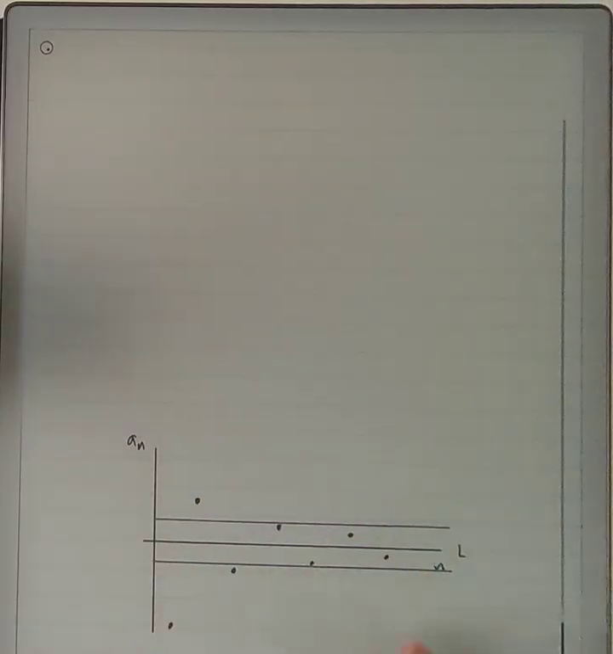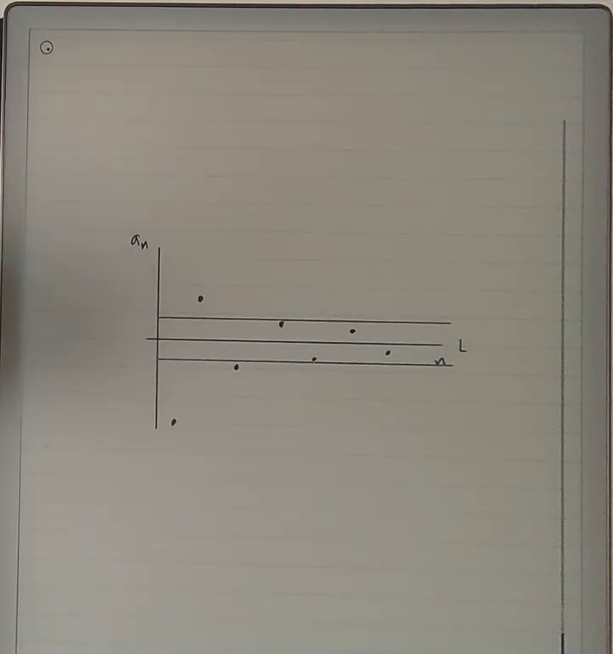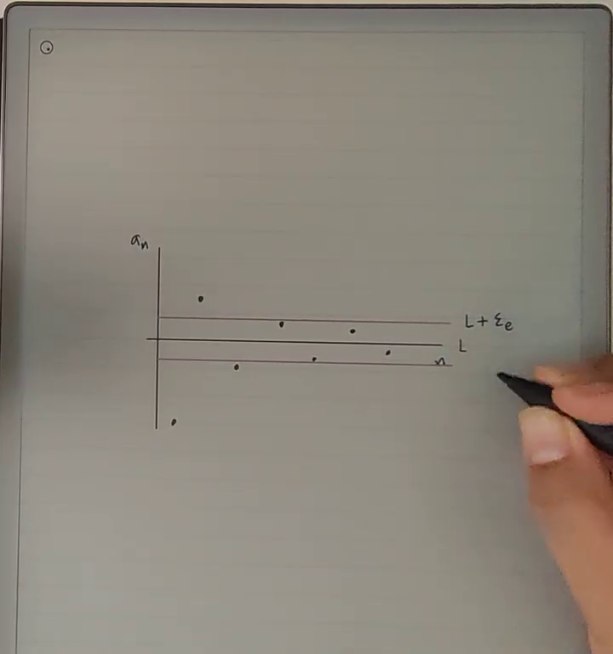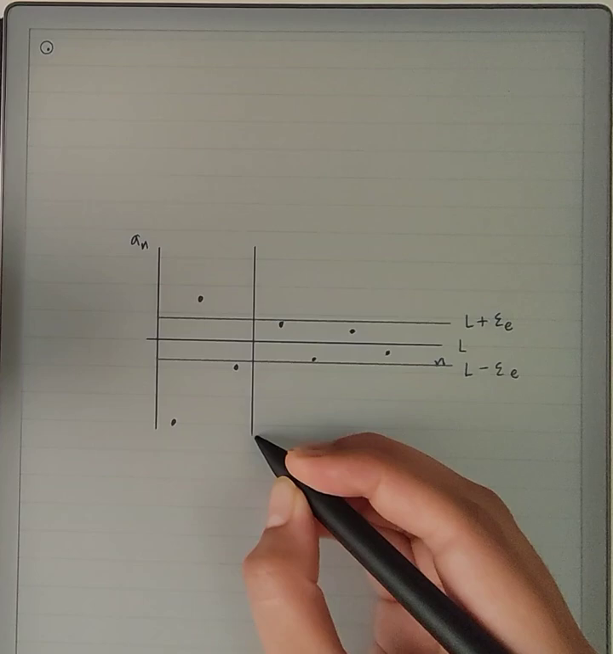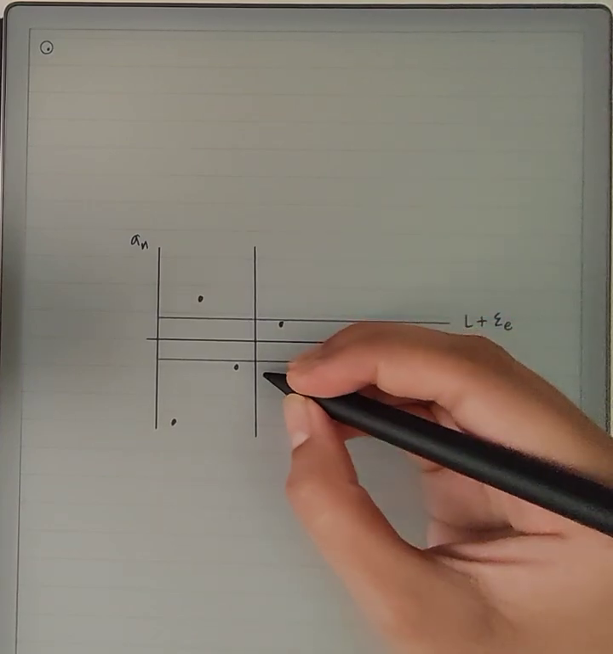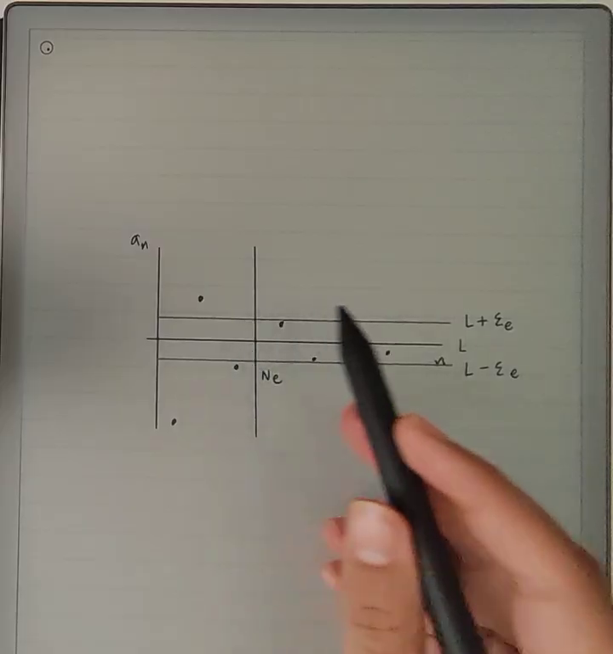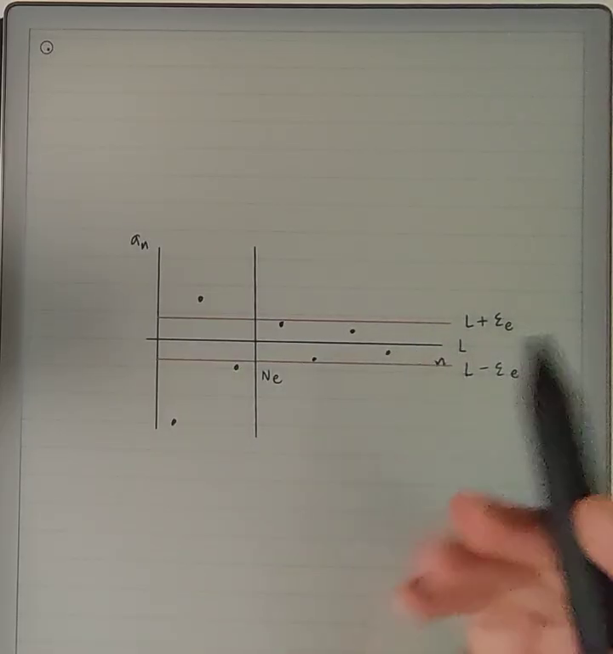Now, like always, let's look at a different epsilon neighborhood for the same sequence. This time we have something that's slightly smaller. So let this be L plus epsilon sub e, and let this be L minus epsilon sub e. Now I can draw my n right here, and this can be n sub e. Now, similarly, every single element after n sub e falls within this epsilon neighborhood.